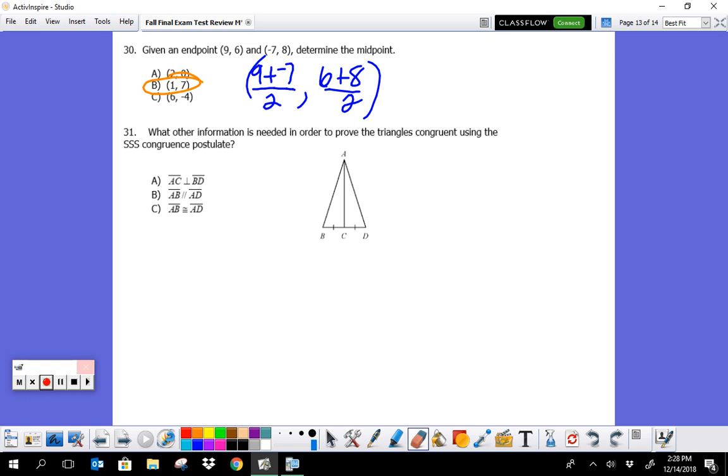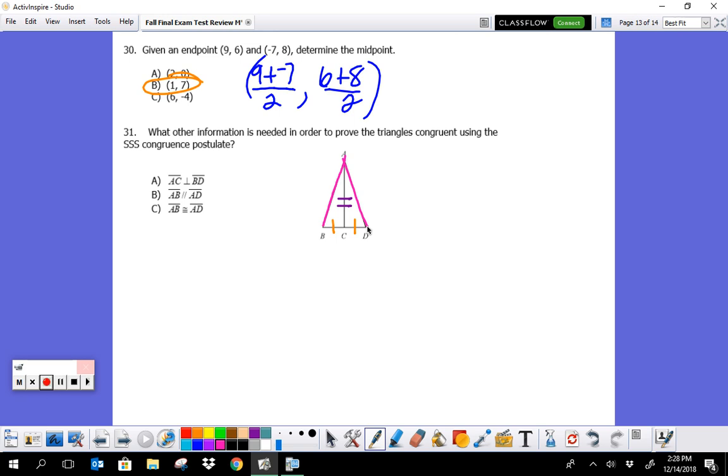Okay, 31. What other information is needed in order to prove the triangles are congruent using the SSS, that's side, side, side, congruence postulate? Well, they already show you that these two sides are equal. And then we know the side in the middle is equal to itself because of reflexive properties. So to be able to prove by side, side, side, we would need to prove that AB is congruent to AD. So that's what I'm going to look for in my answers.